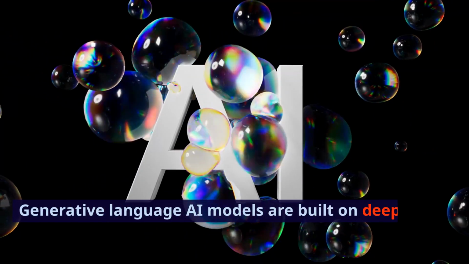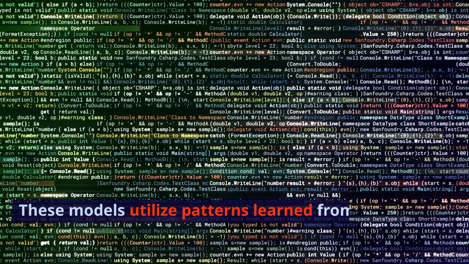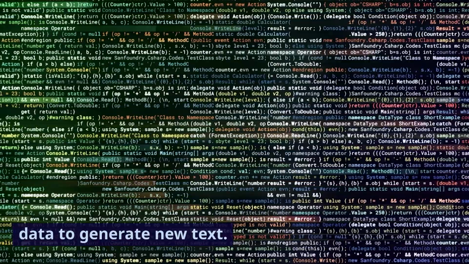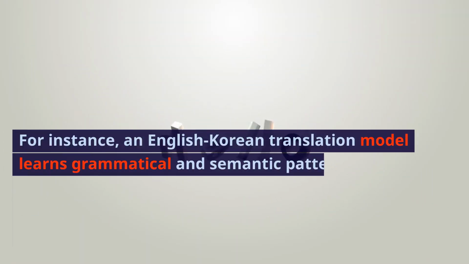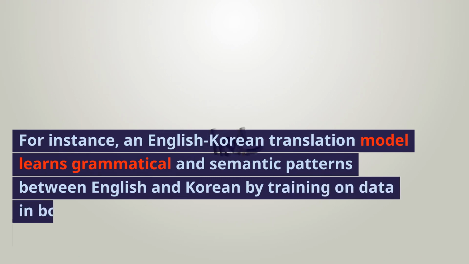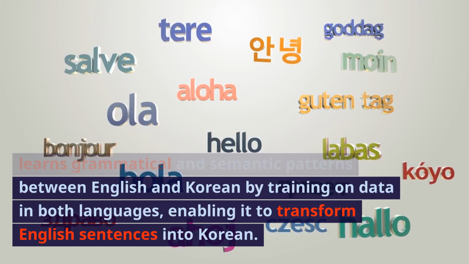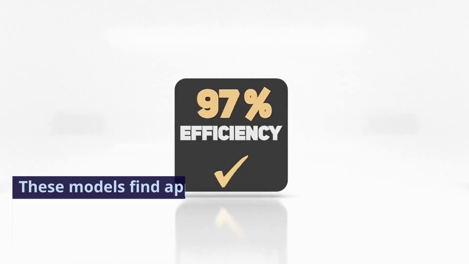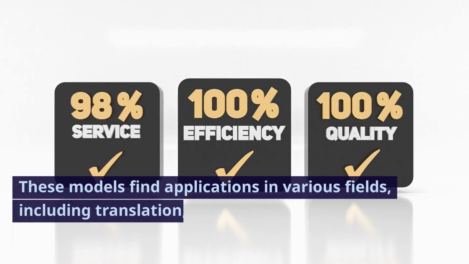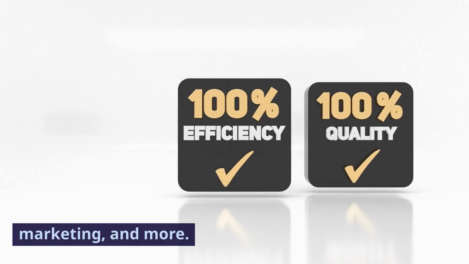They can be used to write creative content, craft stories, compose music, and more. Generative language AI models are built on deep learning technology. These models utilize patterns learned from input data to generate new text. For instance, an English-Korean translation model learns grammatical and semantic patterns between English and Korean by training on data in both languages, enabling it to transform English sentences into Korean. These models find applications in various fields, including translation, creativity, education, marketing, and more.